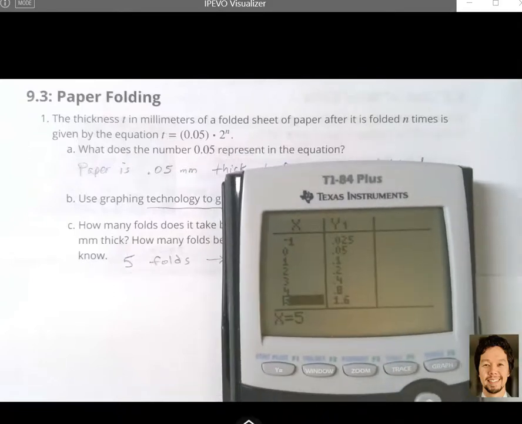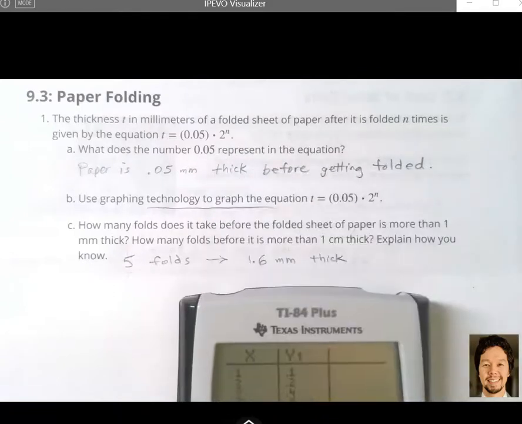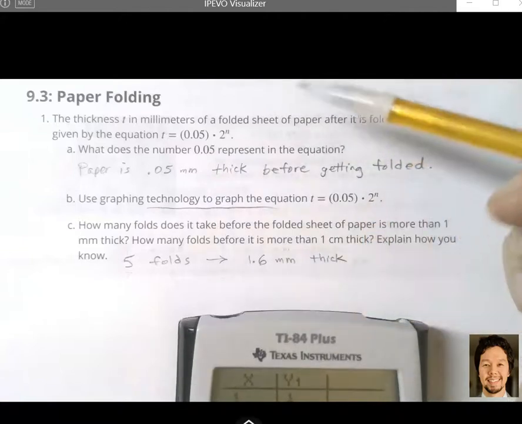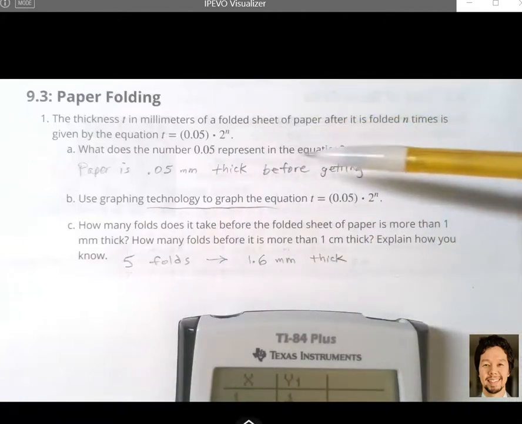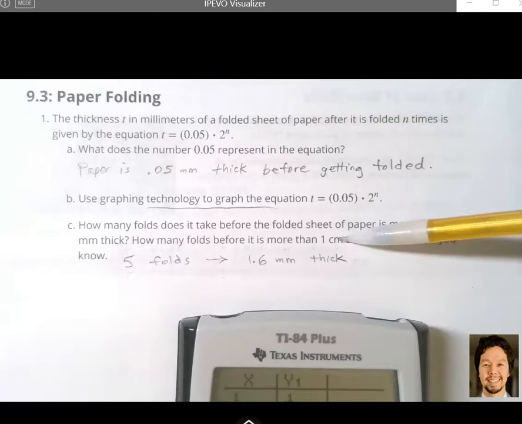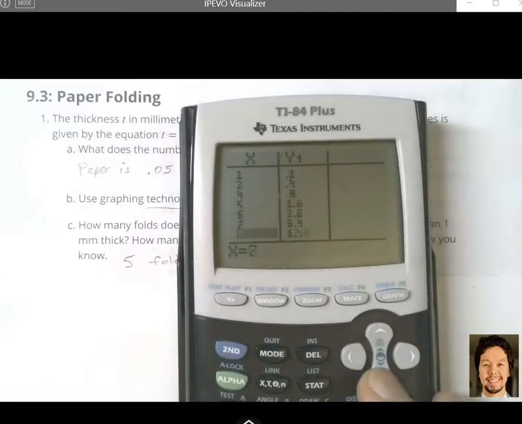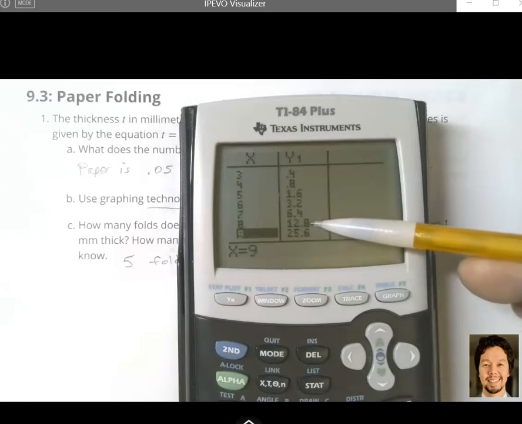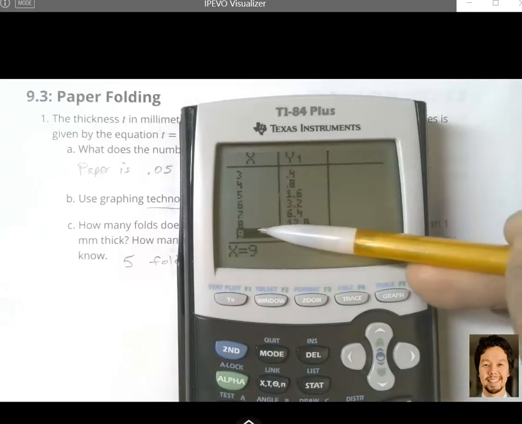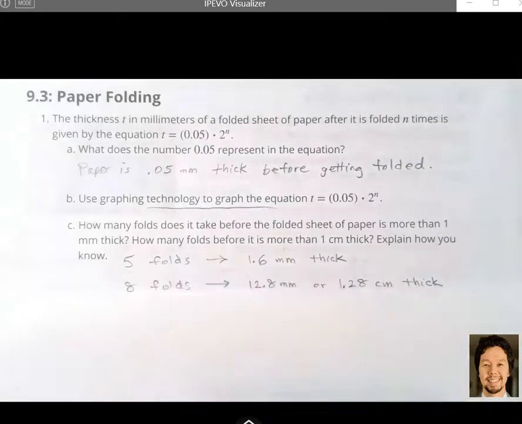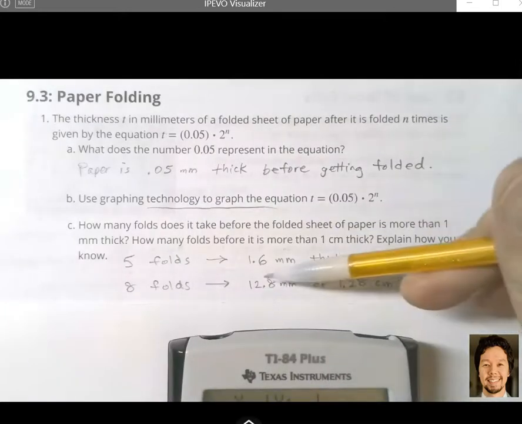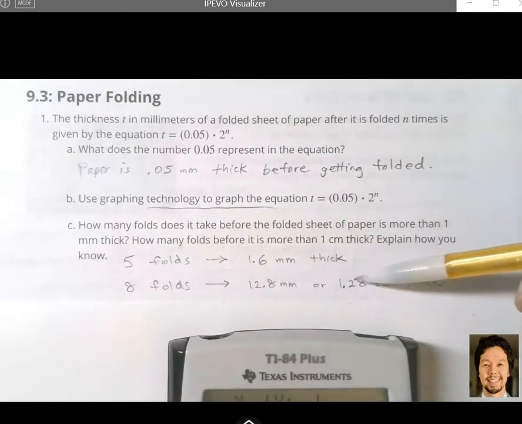And let's find out. So what we're looking for now, because they want to know when the paper is 1 centimeter thick, we can think of that as 10 millimeters thick. So I'm going to go down until y exceeds 10 millimeters. Here it is, 12.8. So the 8th fold gives us 12.8 millimeters, also known as 1.28 centimeter thick paper.